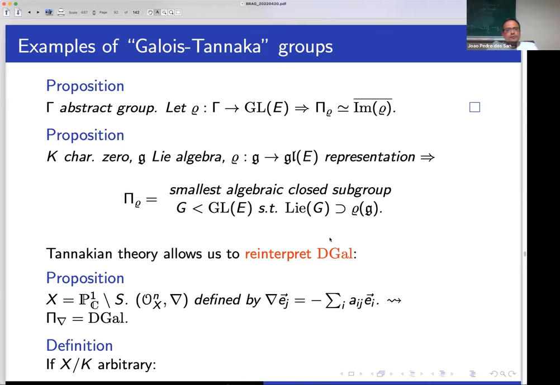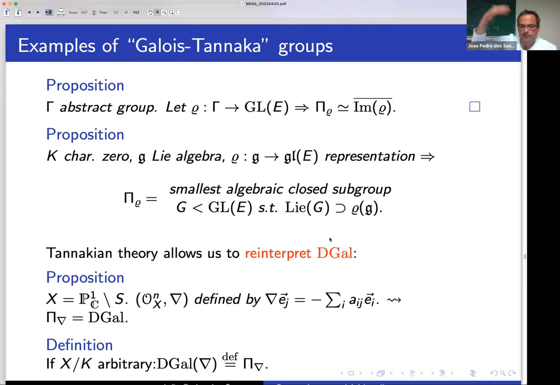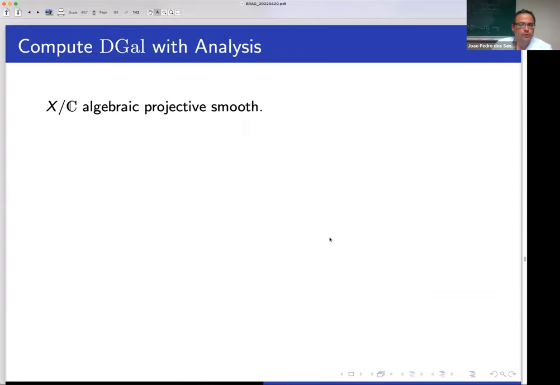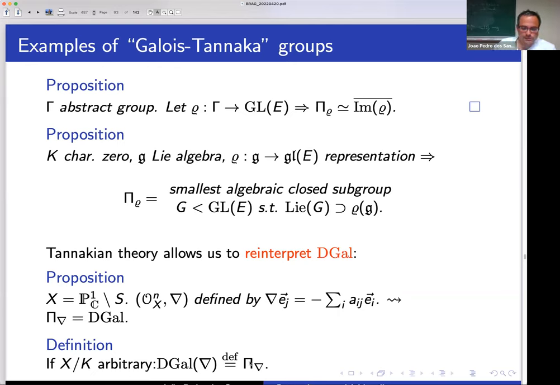So now I can make this definition. In all generality, if I have a smooth variety, and I have K, a field of characteristic zero, and I have a connection, so remember connections are just analogs of differential equations. So now I define my DGal as being pi of nabla, the Galois-Tannaka group of this object. So of course, here you see that this pi of nabla is defined in quite an abstract way, I mean, by means of category theory. Before it was defined by means of some sort of Galois theory. Now it's by category theory. So you may say, well, it's very hard to compute this guy. And the answer is, of course, it is.